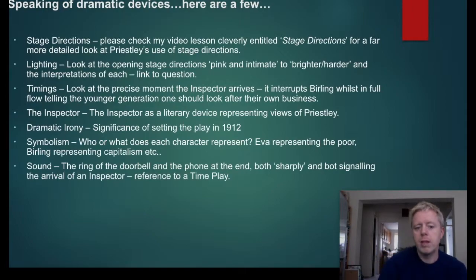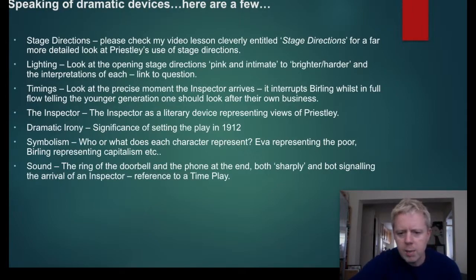Timings, look at the precise moment the inspector arrives. It interrupts Birling whilst in full flow, telling the younger generation one should look after their own business. Now that's not by accident, because that sets them against each other. Not just them as characters, but their different ideologies. Birling's capitalism versus Priestley's socialism. And who comes out on top?